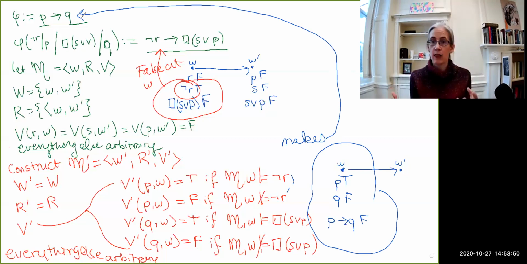So given a model that made the substitution instance invalid, I was able to construct a model that made the original formula invalid. Therefore, take the contrapositive. If the original formula is valid, then the substituted formula has to be valid as well. There would be no way that I could make this construction.